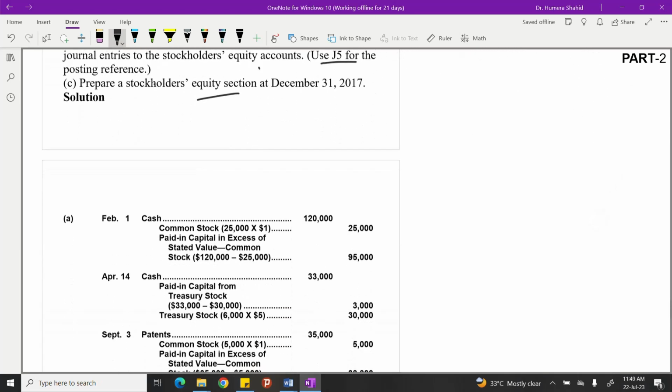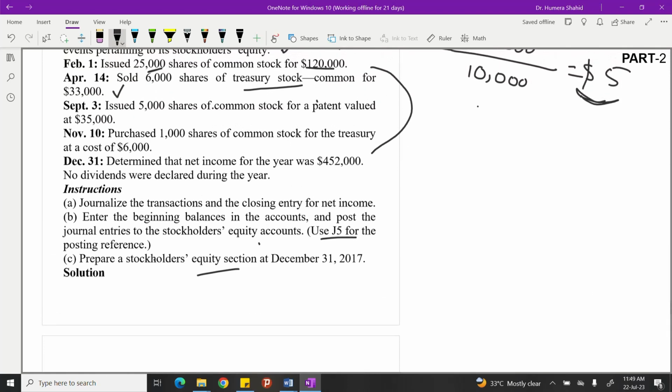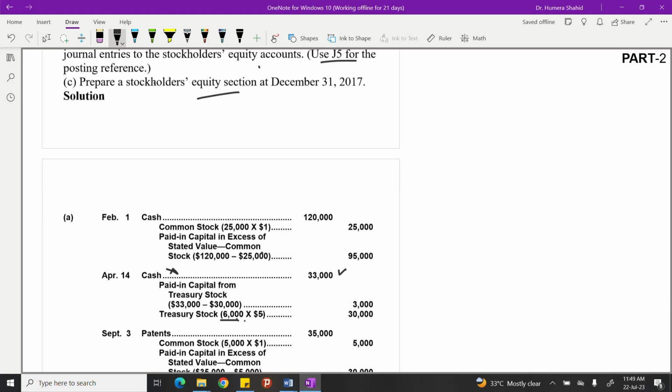Let's check this transaction. Cash gets debit with 33,000. Treasury stock gets credit for 6,000 shares' cost. I calculated it over here as 5. So 6,000 multiplied by 5 is 30,000. So what is remaining? Why are you charging them extra? That is 3,000. That is paid in capital from treasury stock. So now we get this credit balance of 3,000.